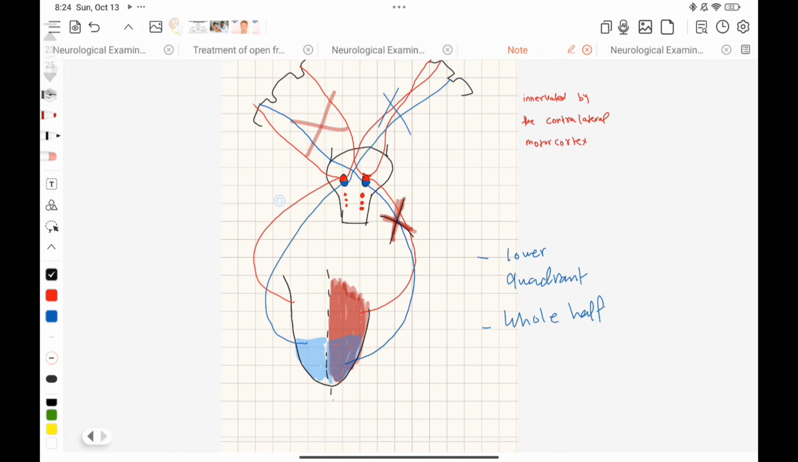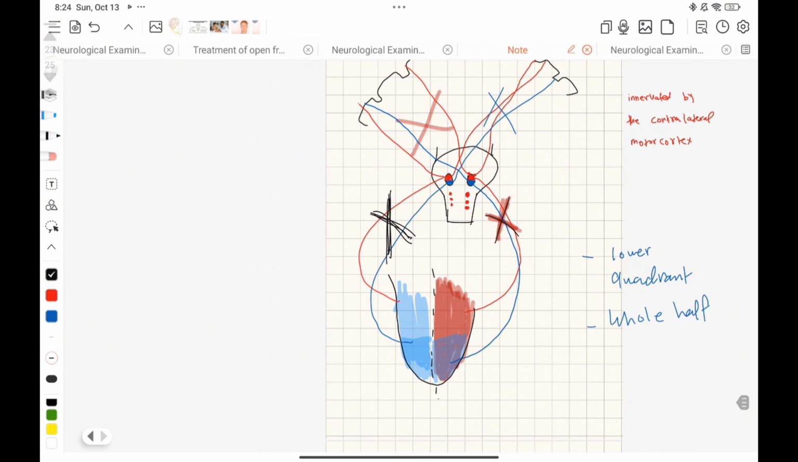If the lesion was here in the lower motor neuron, this nerve is cut here, and there is no other supply from any half, so the whole half will be affected, lower and upper, okay?